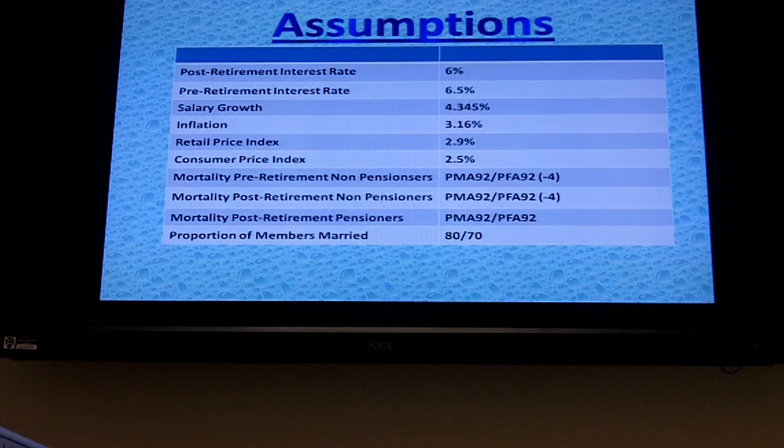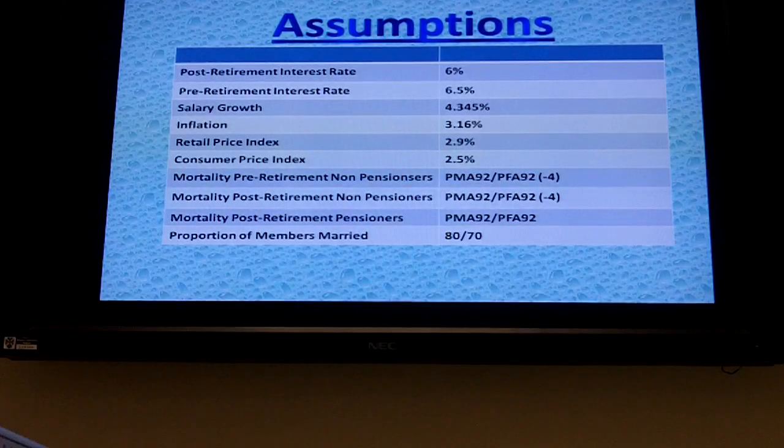This is a table summarising the various assumptions we used whilst completing the valuation of the pension scheme. Firstly, post-retirement interest rates were assumed to be 6%. We used an average over a period of 10 years to calculate this. Pre-retirement interest rates were assumed to be 6.5%, as historically it is slightly higher than post-retirement. We assumed inflation to be 3.16%, again using an average of the retail price index over a period of 10 years. Using the same method, we assumed salary growth to be 4.345% and the consumer price index to be 2.5%.